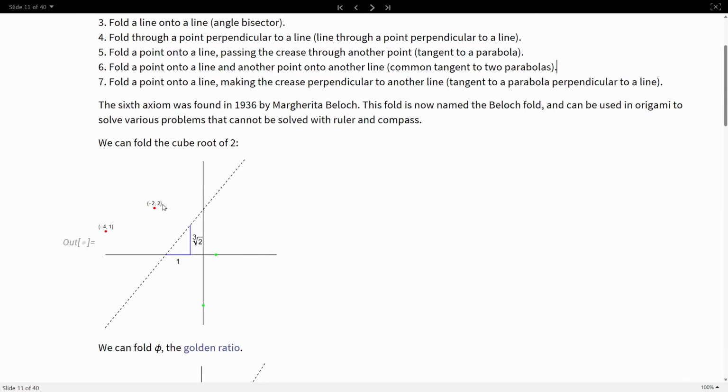So if you start with the points (-2, 2) and (-4, 1), and you have the normal y and x axes, you can basically fold (-2, 2) onto the x-axis and (-4, 1) onto the y-axis. And when you do that, you get a dotted line here, you get a fold that happens to be scaled for the cube root of 2. So these two lines here, the blue line has length 1, the vertical line has length of the cube root of 2.